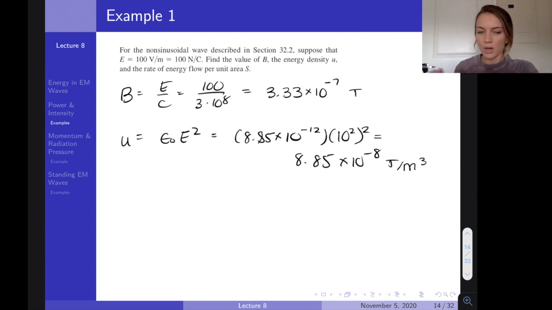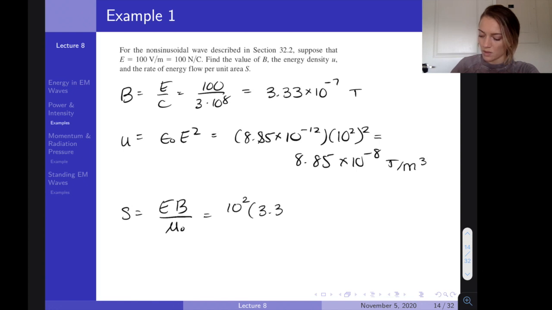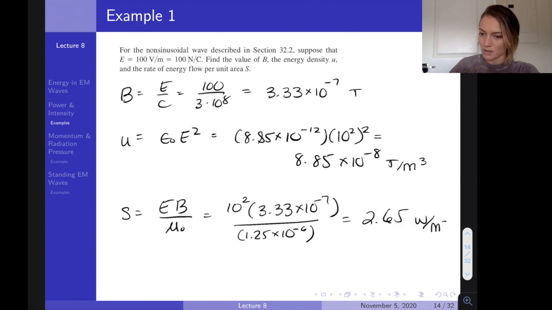And so now for the last part, they just want us to find the magnitude of the Poynting vector. So the Poynting vector we know has magnitude EB over mu naught. So this will just be 10 squared, and then B we said was 3.33 times 10 to the negative 7, and then mu naught is 1.25 times 10 to the negative 6. So this comes out to 2.65 watts per meter squared.